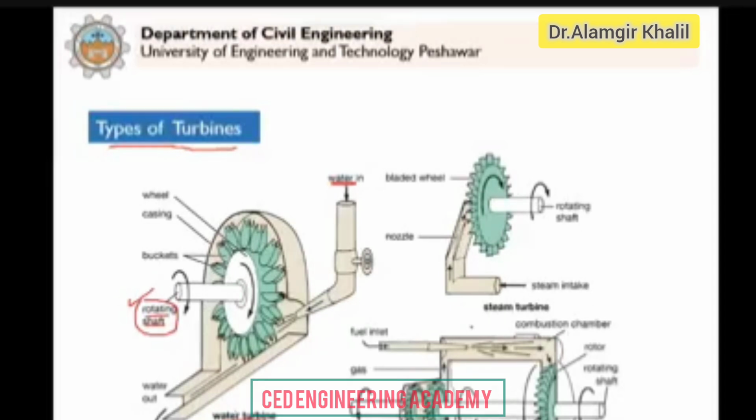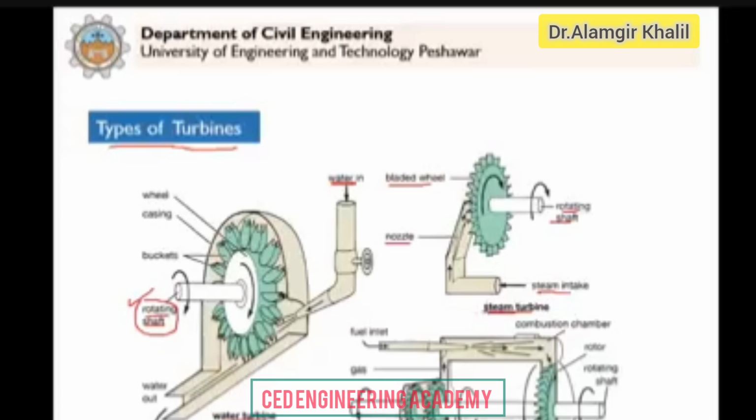Clear? Similarly, we also have the steam turbine, where steam is used, and with the help of a nozzle, that steam rotates the bladed wheel, and this is how the energy is converted into mechanical energy in the form of a rotating shaft. Because steam is used to drive this turbine, it is known as a steam turbine.